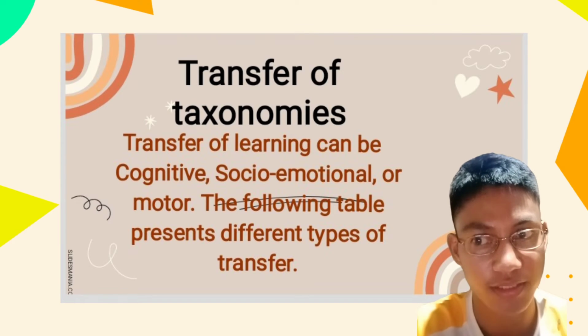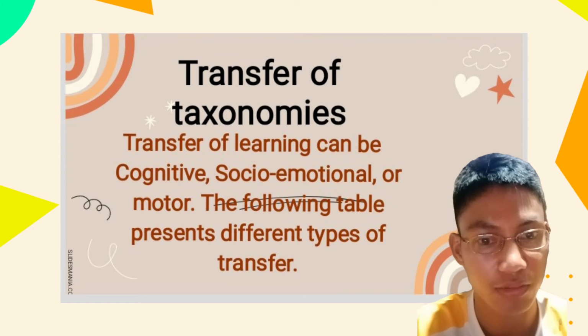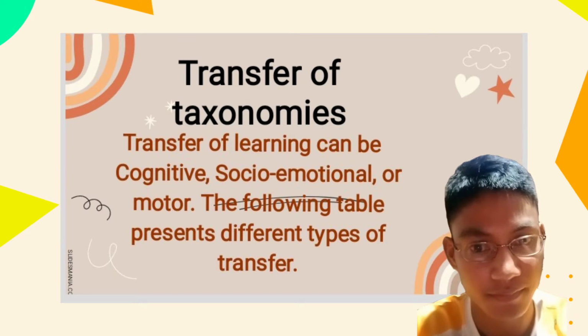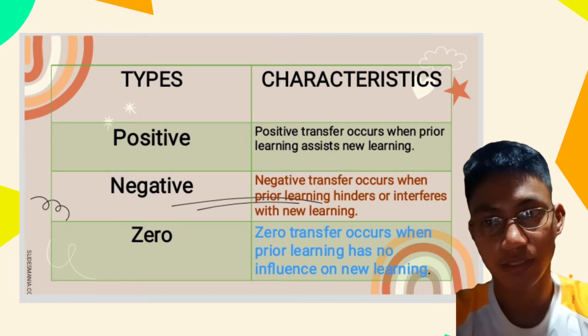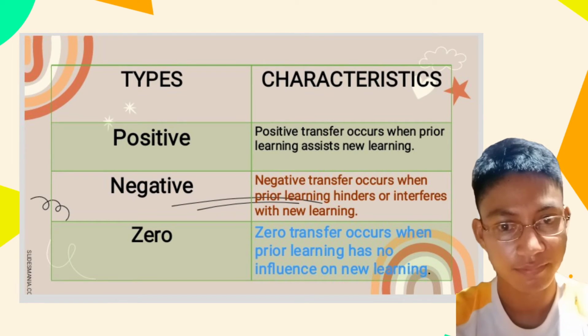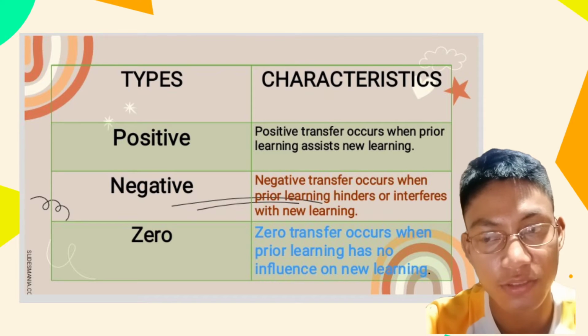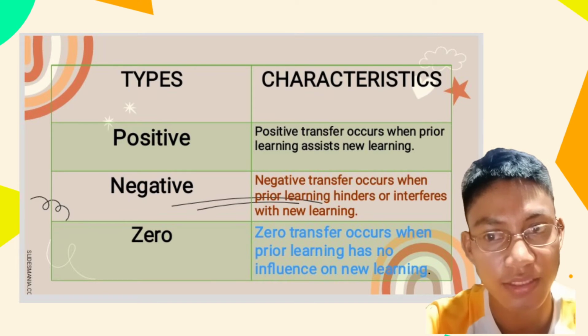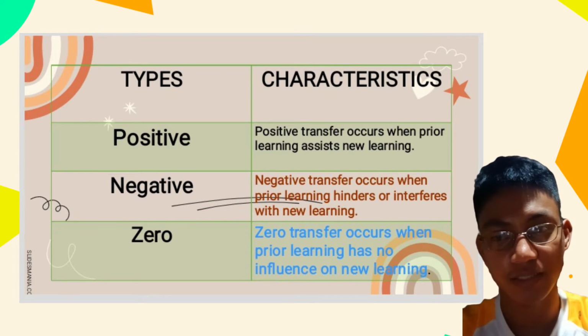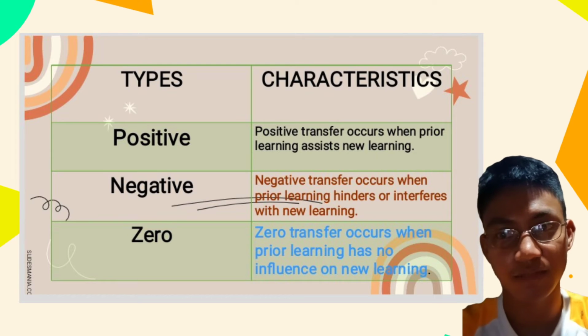Transfer taxonomies. Transfer of learning can be cognitive, socio-emotional, or motor. The following table presents the different types of transfer. Types: positive. Characteristics: positive transfer occurs when prior learning assists new learning. Negative. Negative transfer occurs when prior learning hinders or interferes with new learning. Zero. Zero transfer occurs when prior learning has no influence on new learning.